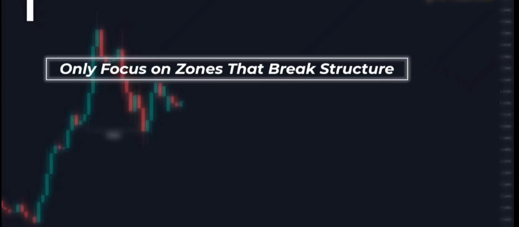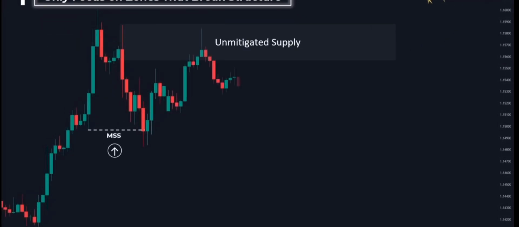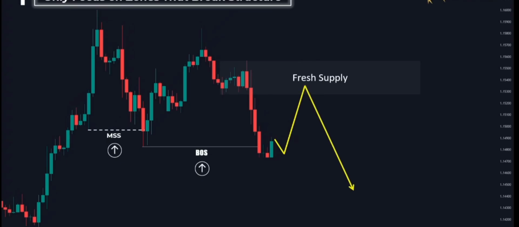Rule number 1: only focus on zones that break structure. This is the easiest and by far the most powerful filter you can apply. Here's the logic. If a supply or demand zone caused a clear break of structure or a market structure shift, that zone is statistically more likely to hold. Why? Because structure breaks usually mean strong momentum, and momentum means institutional money is involved.